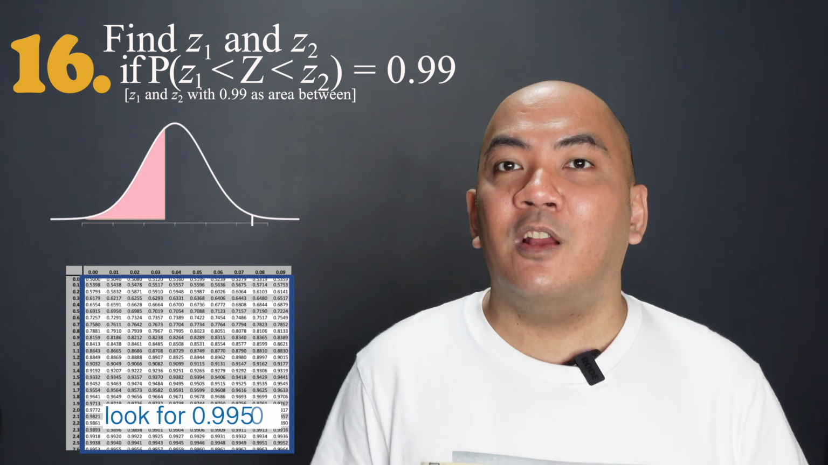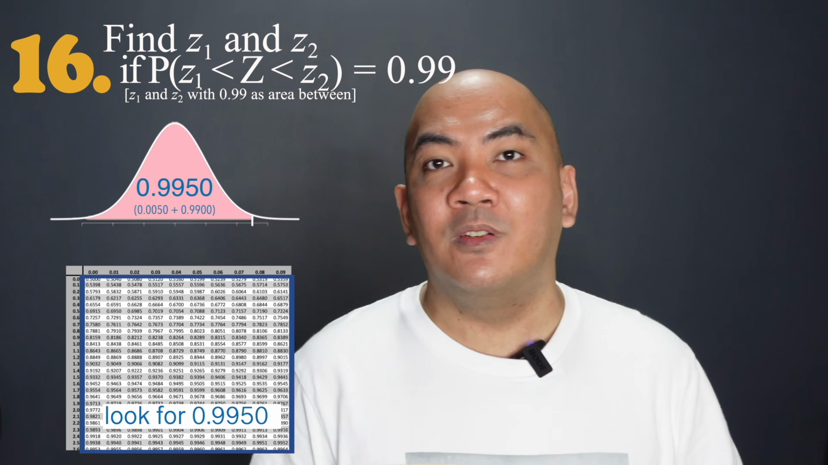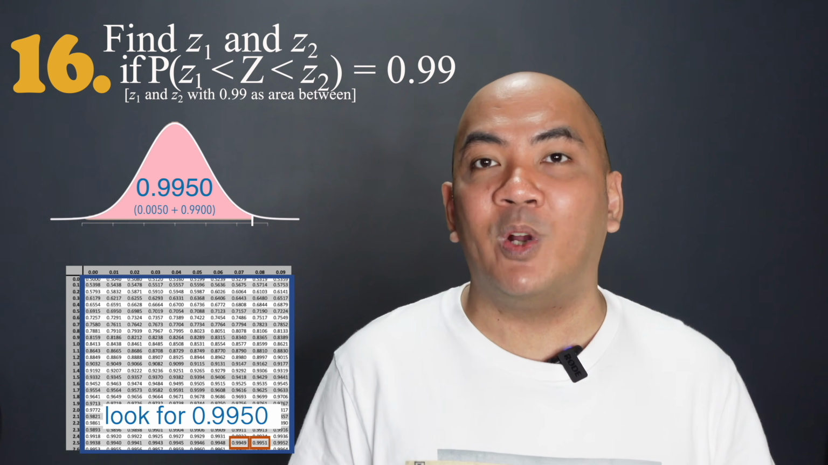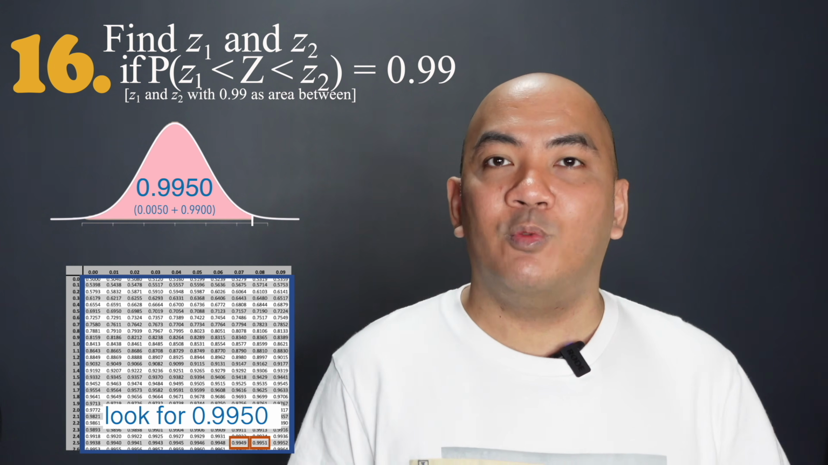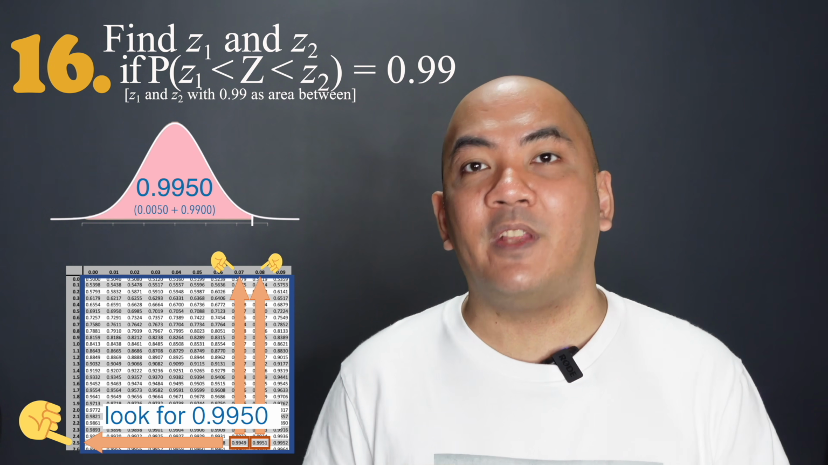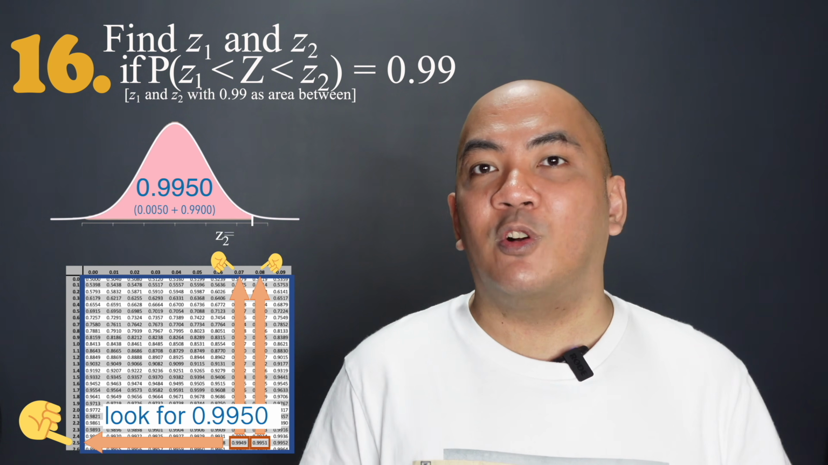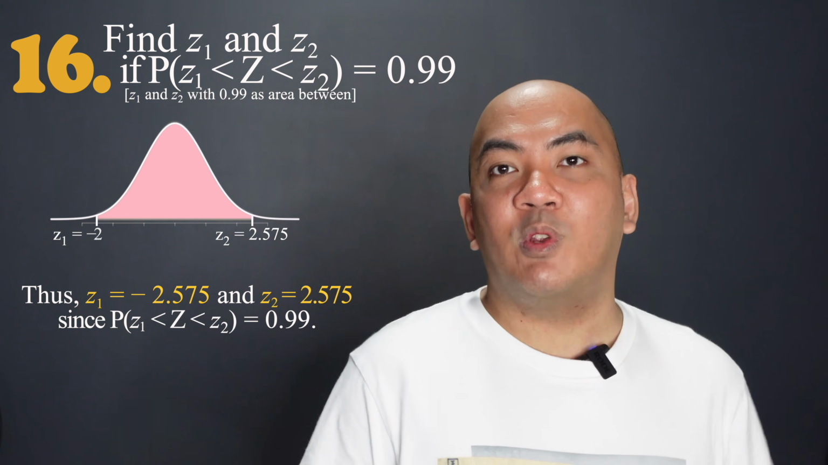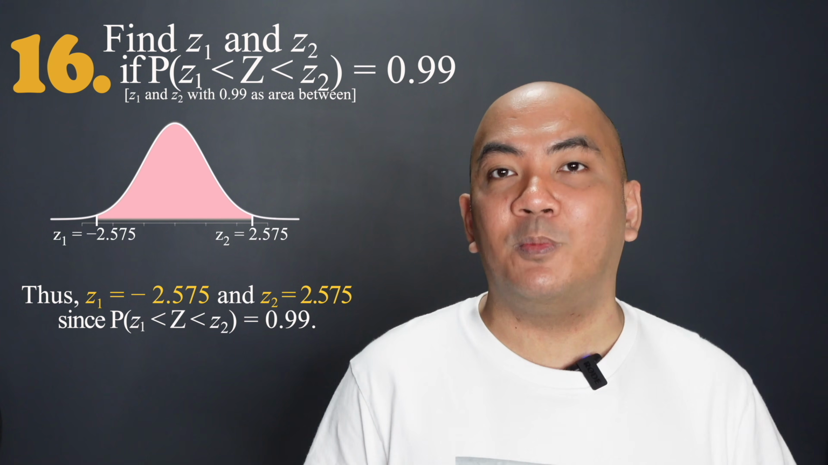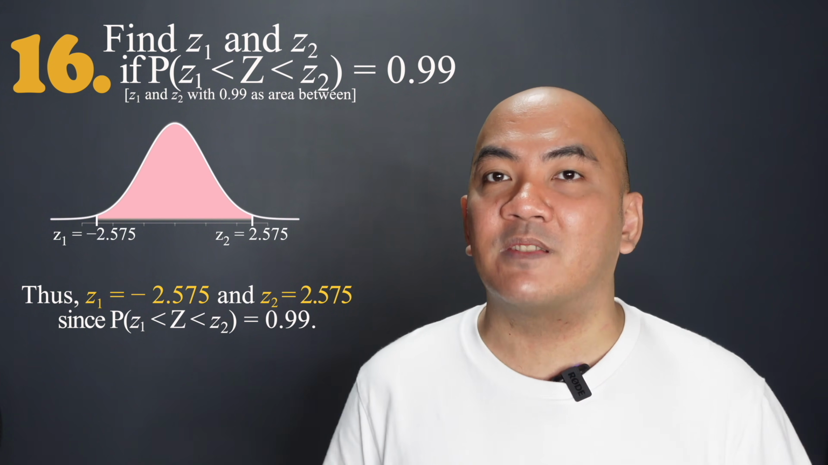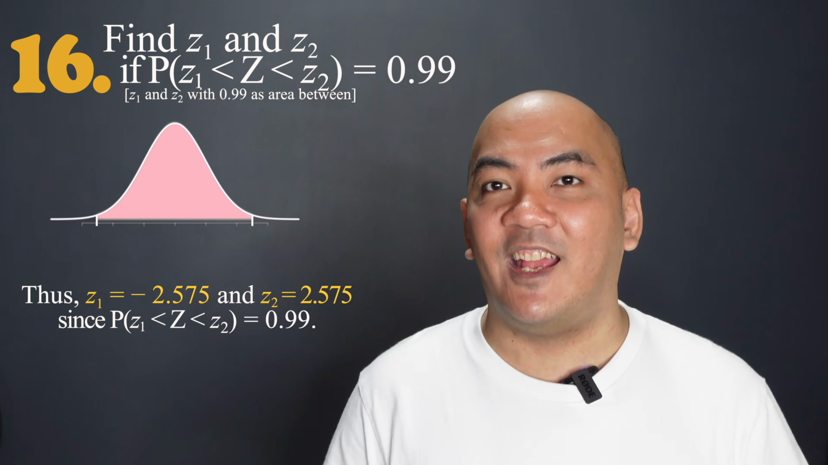And similarly, to find 0.995, the closest values are 0.9949 and 0.9951, which happen to be at z equals 2.57 and 2.58. So we may make use of 2.575 as z sub 2. Thus, we may write that the probability of z to be between negative 2.575 and positive 2.575 is 0.99.